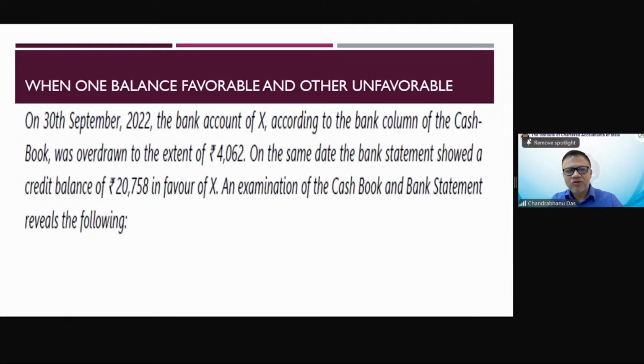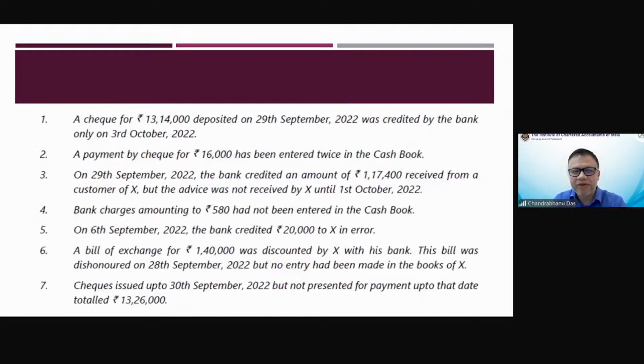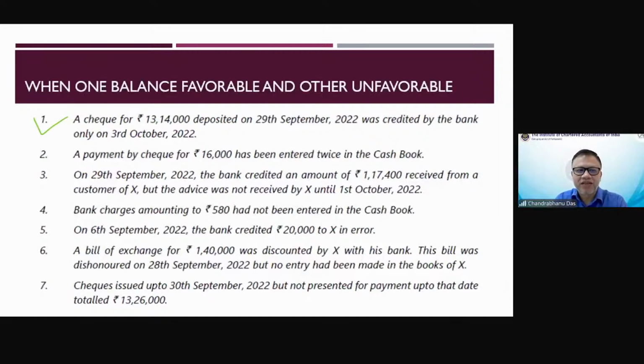So sometimes what happens, one balance is favorable and the other is unfavorable. You can see that the cash book is overdrawn, unfavorable, and this is favorable. Bank statement balance: one is favorable and another is unfavorable. What do we have to do? Now you see, one is check deposited but not credited. This is a bank transaction. Blue ones are bank transactions. Blue ones are cash book errors.